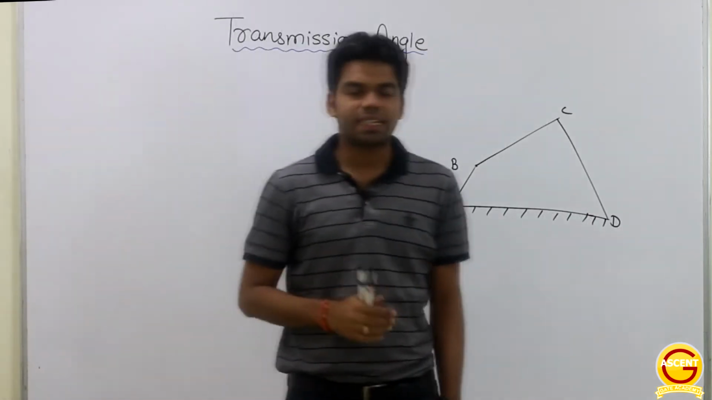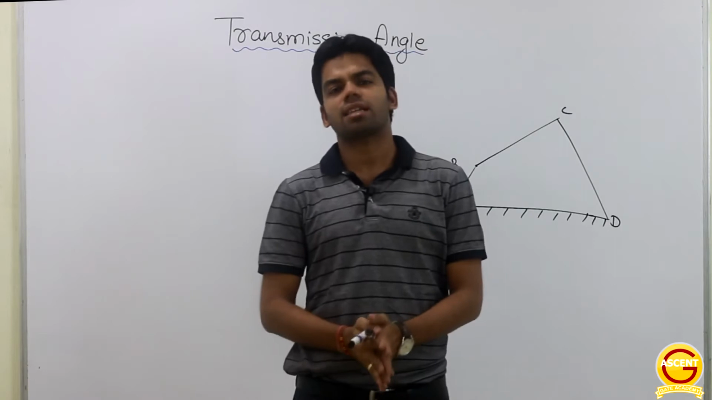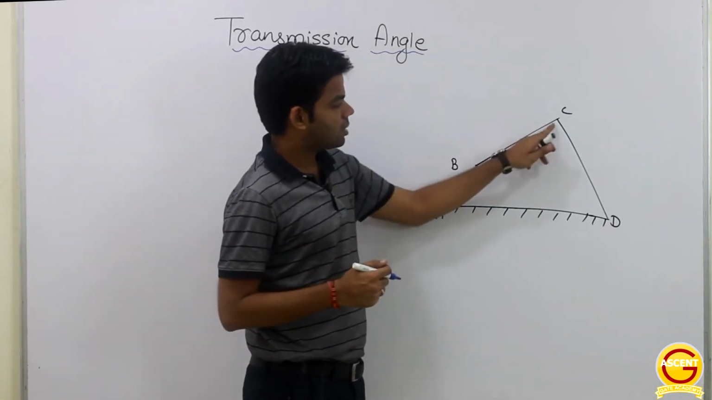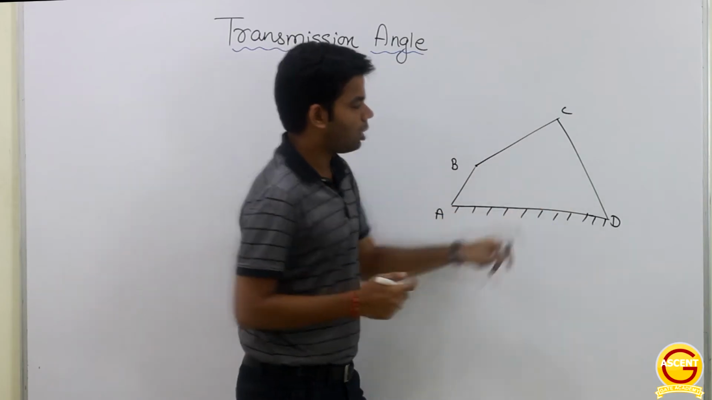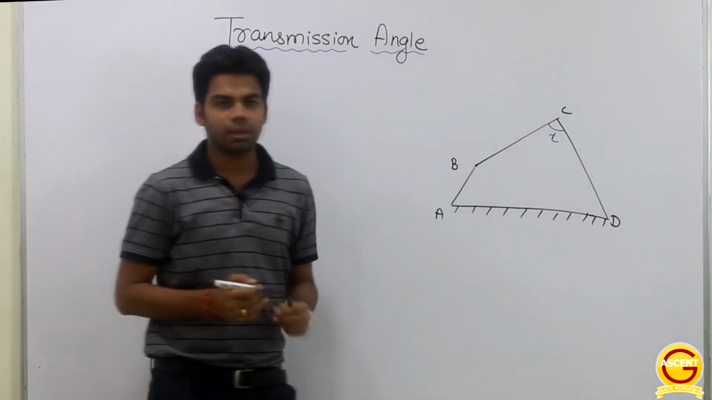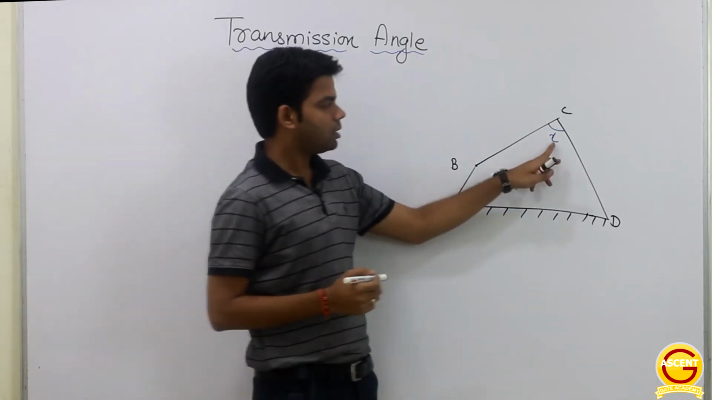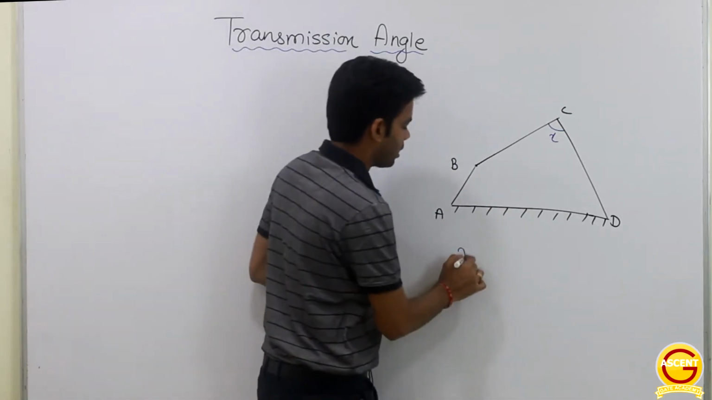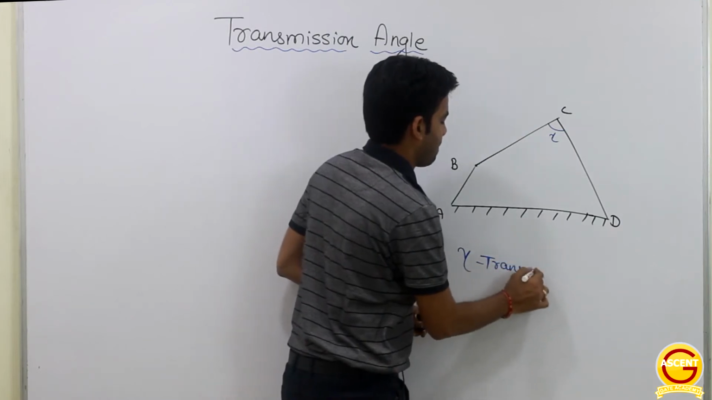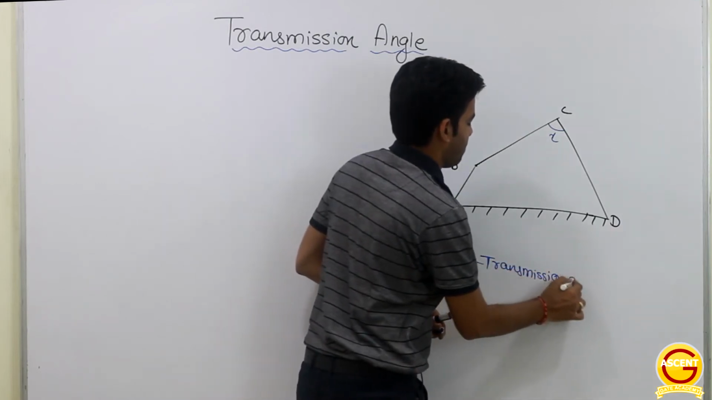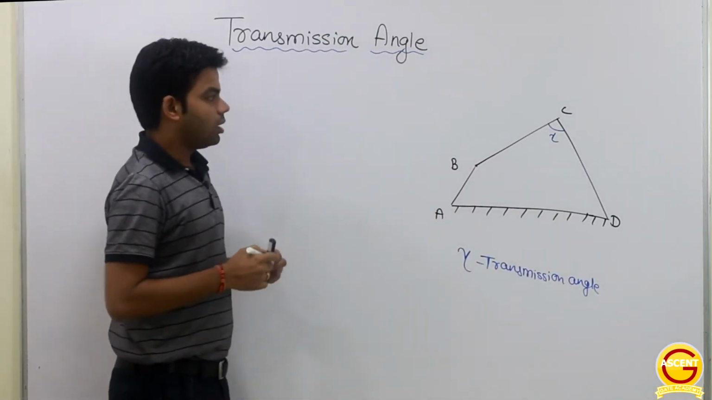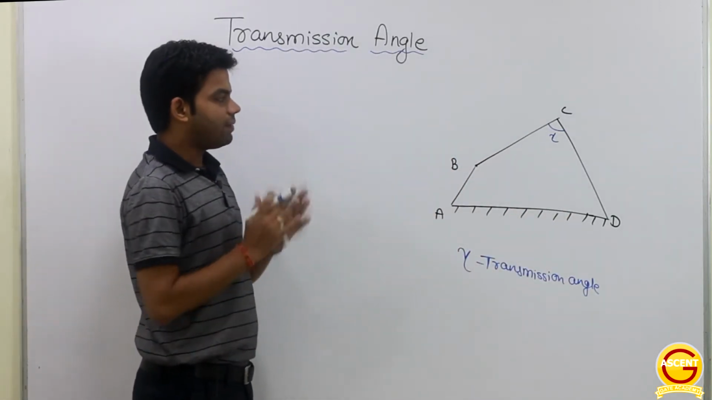So next topic is the transmission angle. Now what actually is this transmission angle? This transmission angle is the angle between this coupling rod and the output. Okay, the angle between connecting rod or coupling rod and output is nothing but the transmission angle, which we denote by gamma. So this gamma is nothing but transmission angle. Getting this or not? Okay. Now what should be the ideal value of this gamma?